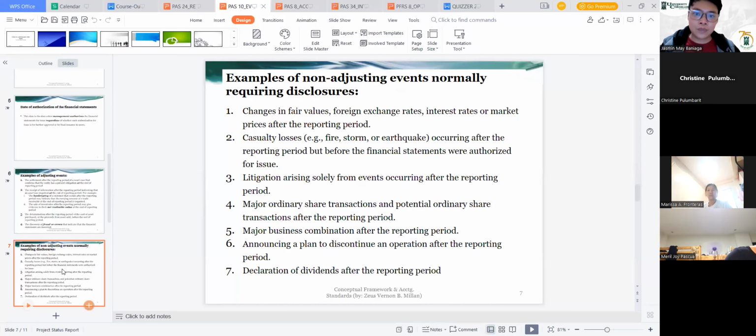For the next one, non-adjusting events naman. So as you can see, if it is non-adjusting events, we don't require any adjusting entries, but a typical notes to financial statements disclosure will be enough. Samples here. Number 1, any changes in fair values, forex rates, interest, or market prices, interest rates after the reporting period. That's the key there if it is a non-adjusting event. The transaction or the measurement update or amount happened after the reporting period. So it's just a note disclosure.